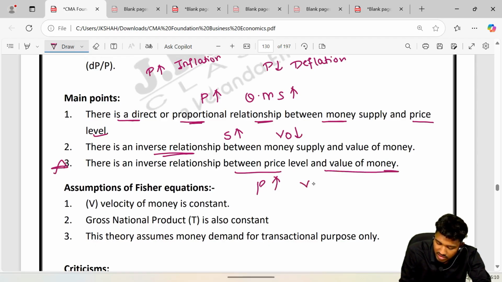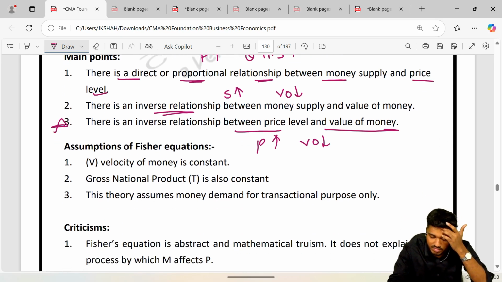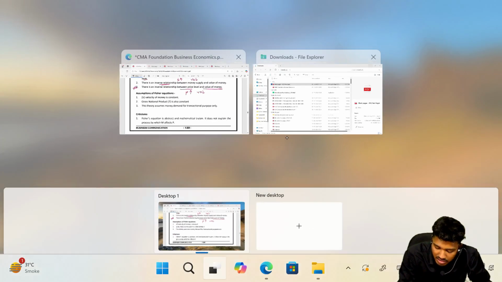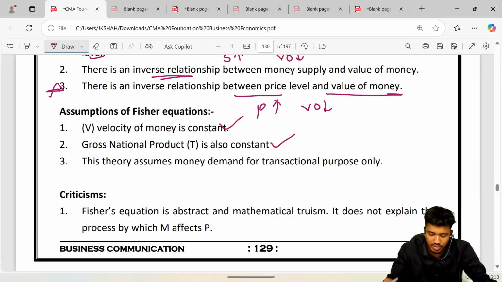The value of money gets decreased. Yeah, that way, we completed this. Now move forward. Assumption. See, as I told you, GNP, that is gross national product, is constant, and velocity is constant. I showed you in the starting only.